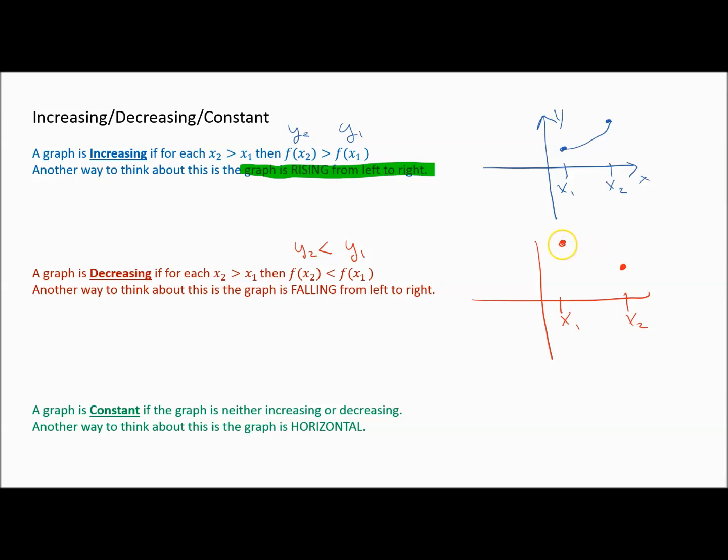And again, I can connect the dots. It could be a straight line, could be a bit of a curve, but what I want you to really notice here is the graph is falling from left to right. So if you read this like a book, the graph is going down, falling from left to right. Okay, and then the third option, and a graph must be one of these three things over any particular interval.